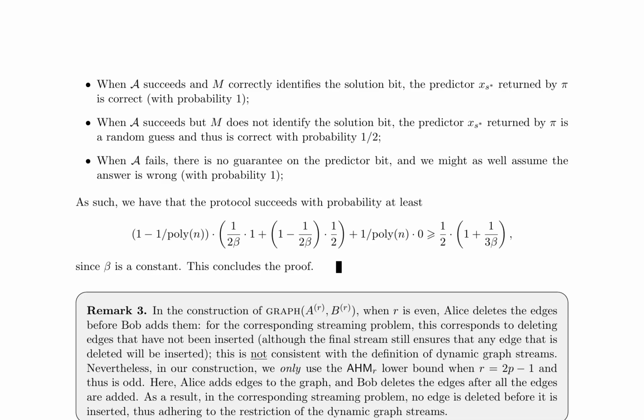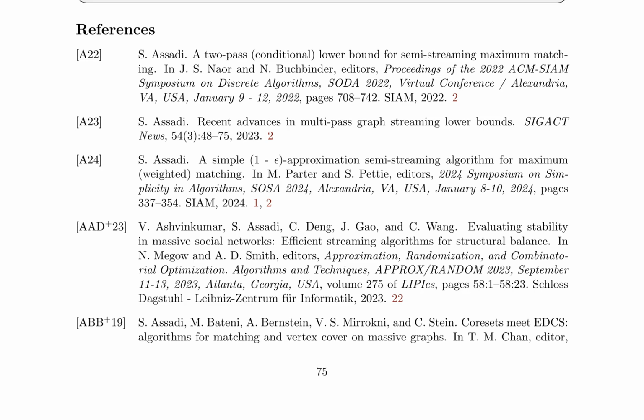This concludes the proof. The construction of graph A_r, B_r is discussed, highlighting the difference in behavior when R is even versus odd. When R is even, Alice deletes edges before Bob adds them, which is not consistent with the definition of dynamic graph streams.